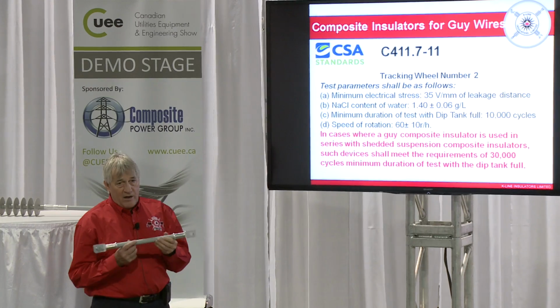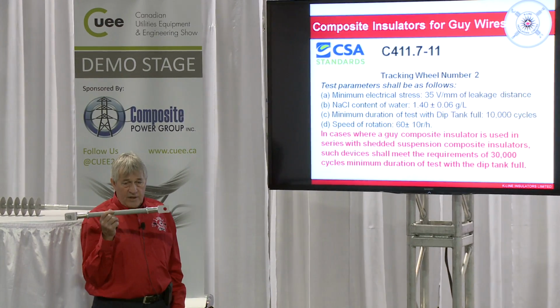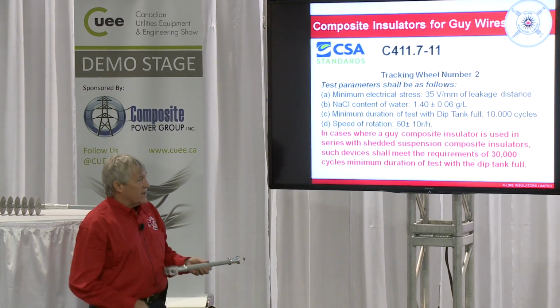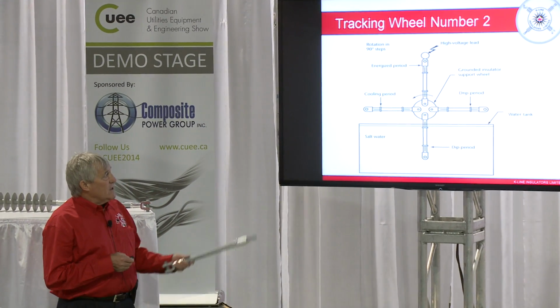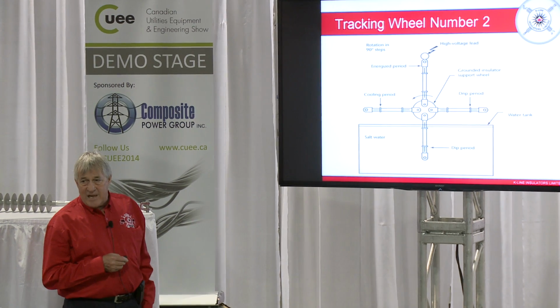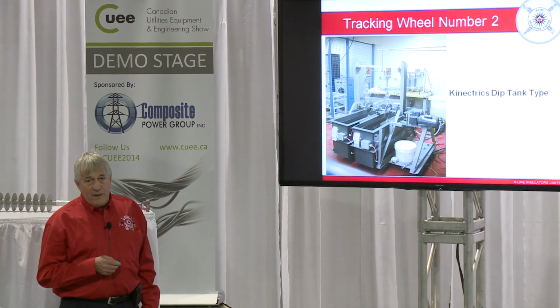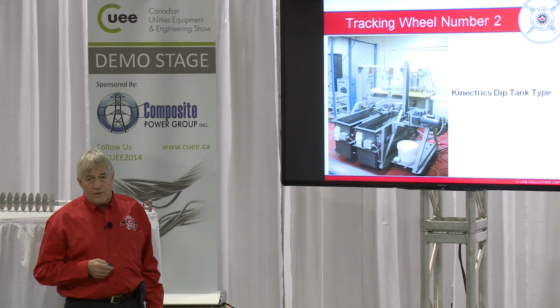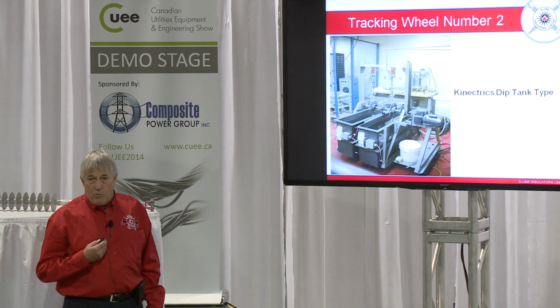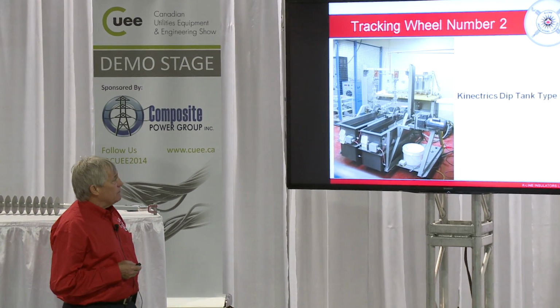So in cases where a guy composite insulator is used in series, this unit must meet the 30,000 cycles minimum duration with the tank full. And for those of you who have seen that particular graphic in the standard, you'll recognize it. If you've been to Connectrix, you'll see the dip tank test. This is the tracking wheel number 2. This is the one that Connectrix is using and where we do a lot of testing of our insulators.